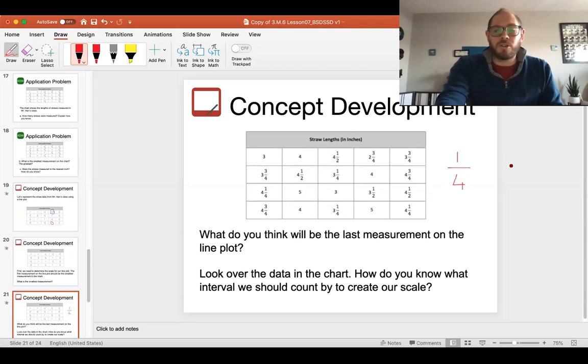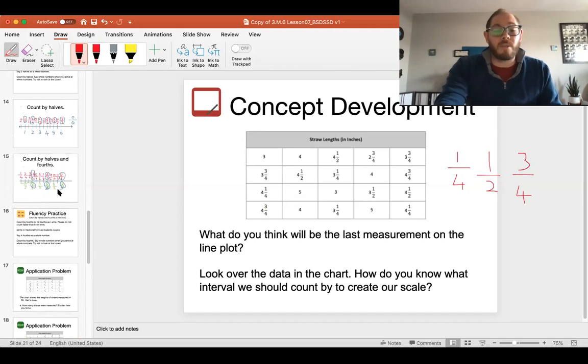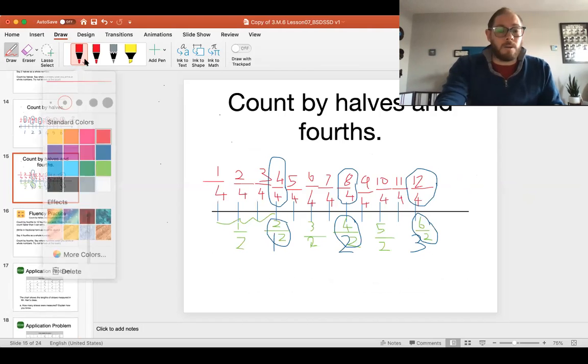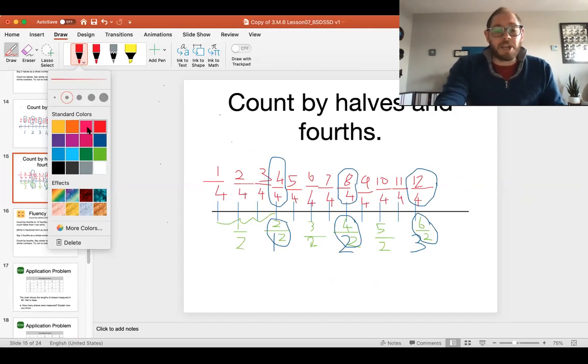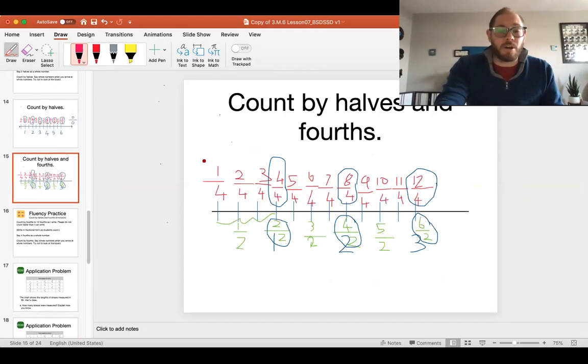We saw 1/2, and we saw 3/4, just like that. Now what I'm gonna do is go back to our number line up here, and I'm going to use pink. I hope pink shows up. And 1/4 was over here. 1/2 was over here. And 3/4 was over here.